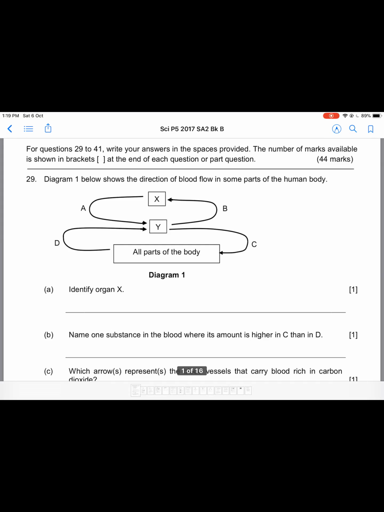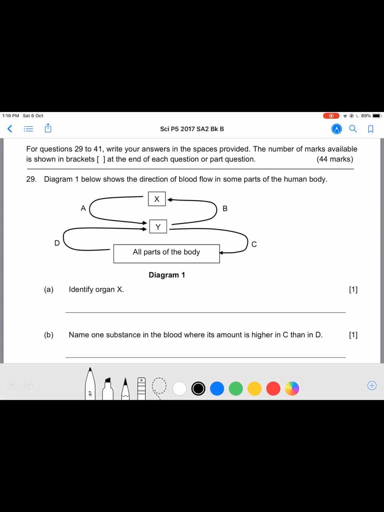Alright, so we are at Booklet B of your science practice paper, question 29. Diagram 1 shows the direction of blood flow in some parts of the human body. So you have X going towards Y and then going to all parts of the body. If you recall the first chapter of science, you will always start off with the respiratory system. So this is going to be the lungs.